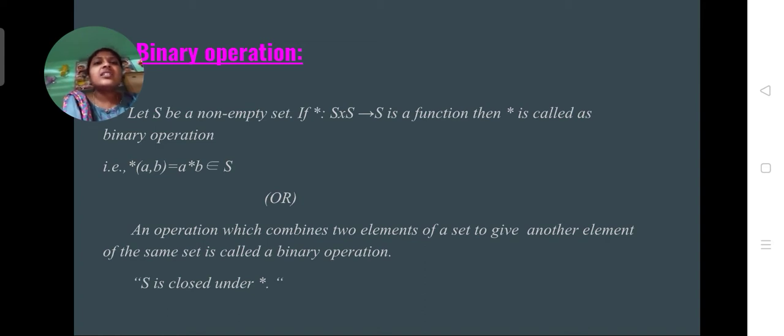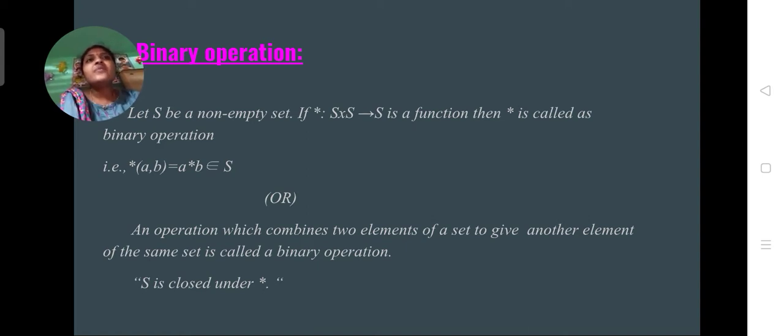Another definition of binary operation is an operation which combines two elements of a set. If we take any two elements of a set and apply an operation, that operation combines these two elements and gives another element, and that element is also an element of the same set, then it is called a binary operation.